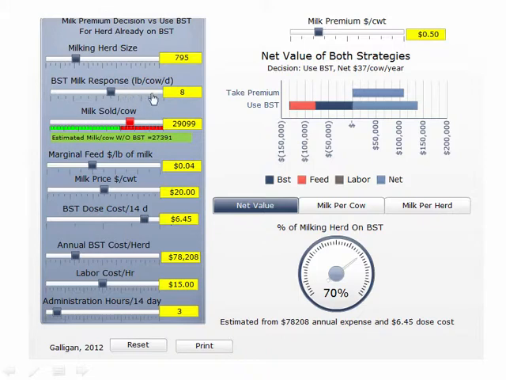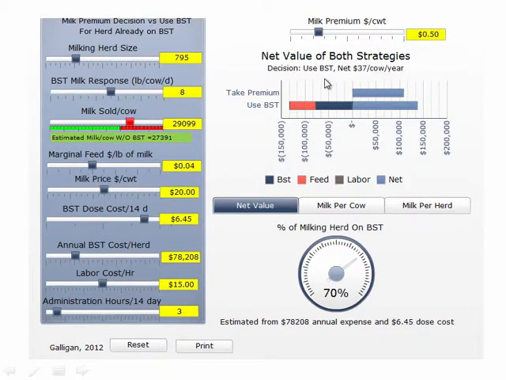Once we know what the milk response is, and we know how many dosages of BST are used because we know what the annual expenditure of BST was for the herd, and we know the dose costs, we then can estimate the amount of milk sold per cow that would be when the herd is off BST. We could also estimate the percentage of the herd on BST.